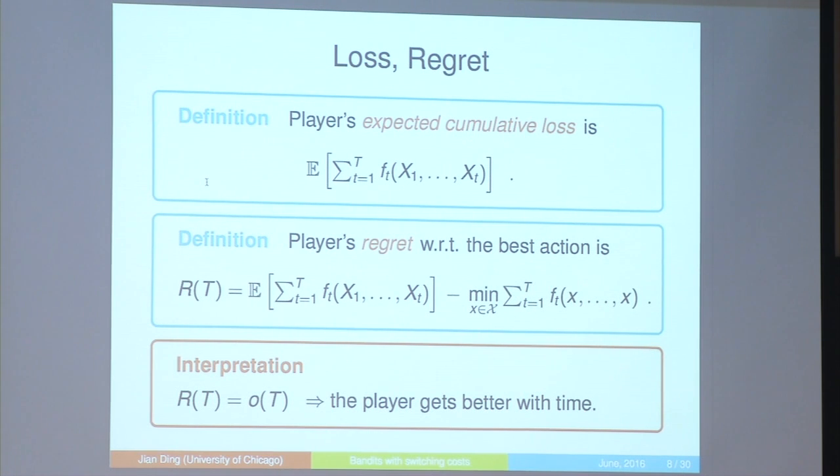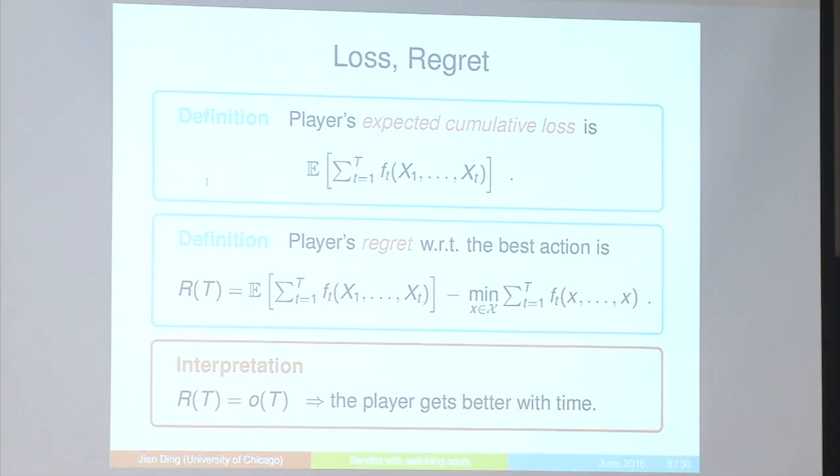The benchmark we are taking is the best fixed action. Suppose you just stick to a certain action, and you stick to the optimal one, how well you can do. And the difference between the expected cumulative loss of a certain randomized algorithm and this optimal value, if you stick to one of the actions, is called regret. And the goal is to minimize the regret.